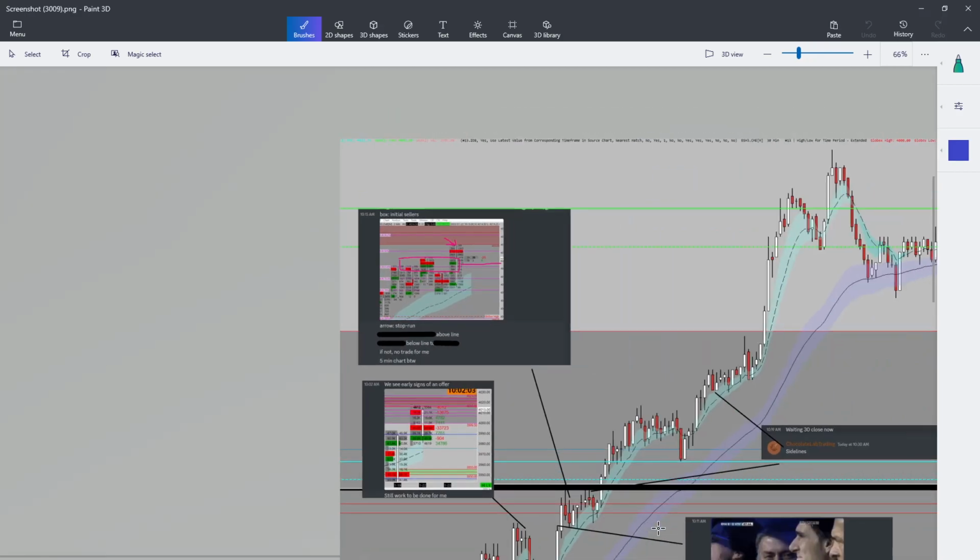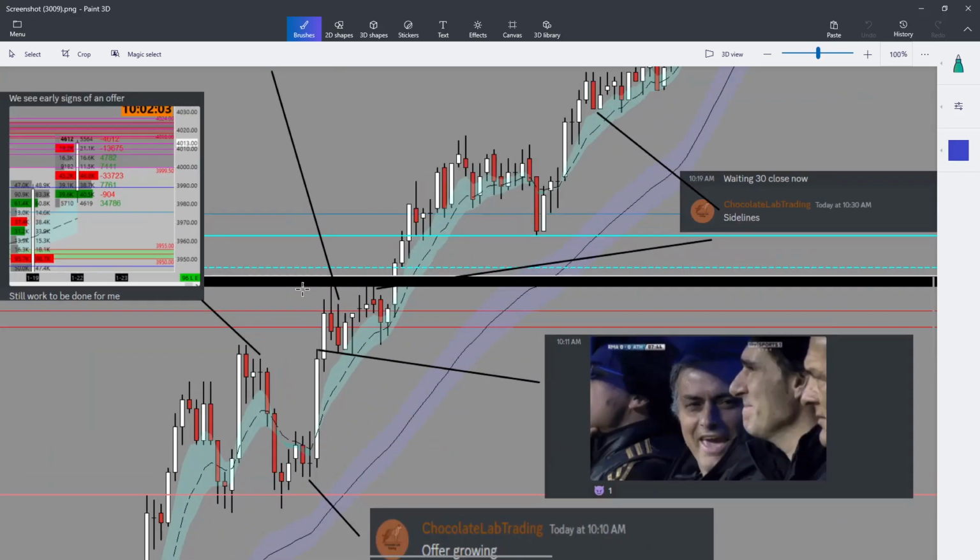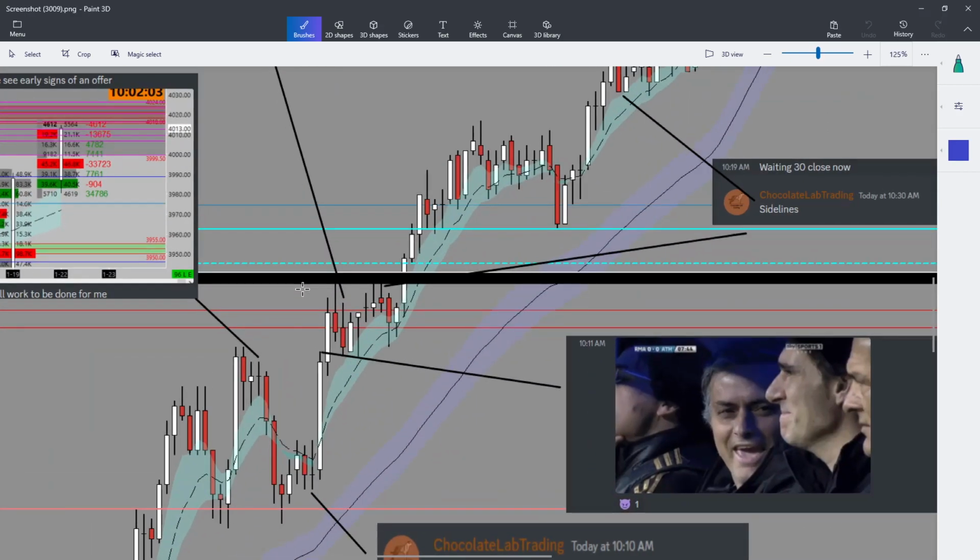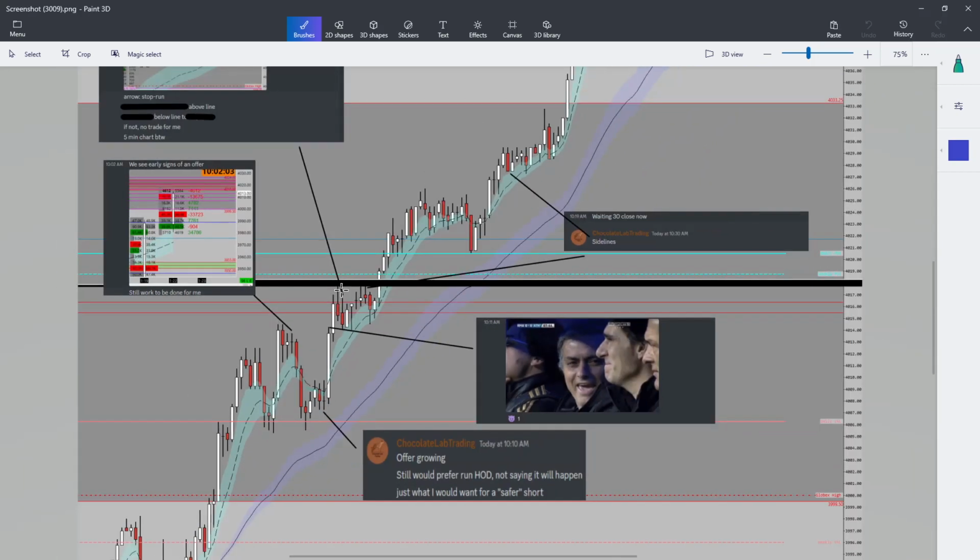Now, of course, that did not happen. So the tape is telling us to be patient. The tape isn't ready yet to go short. You have to wait until the tape agrees with you, agrees with your levels. If not, we're going to continue up. We know that we should be long biased. We know that we should have been in a long already. It happens, you miss it. You just have to wait for the ample opportunity.